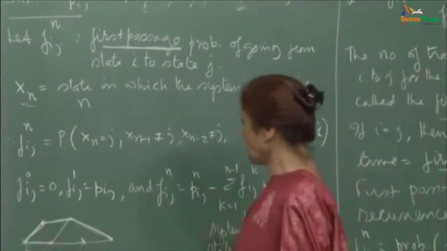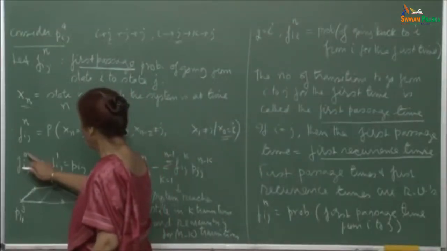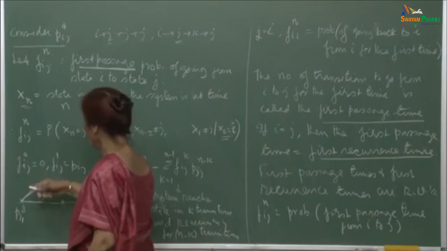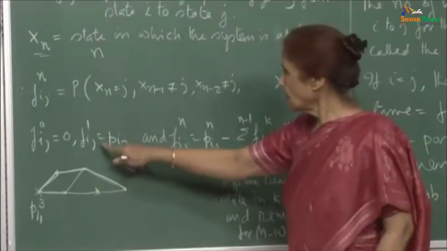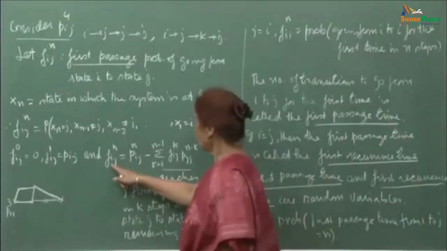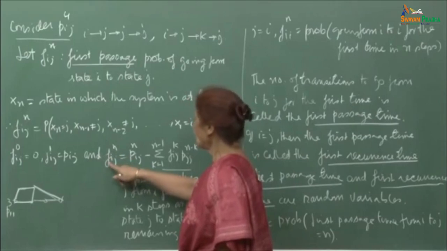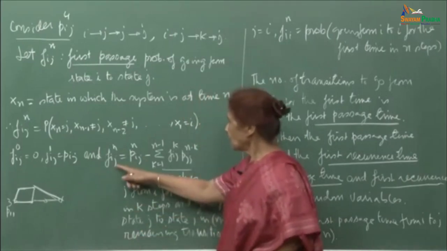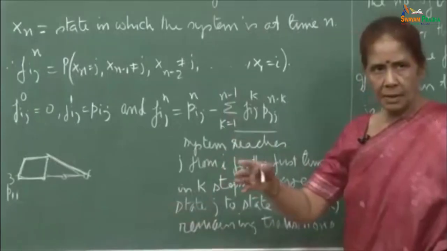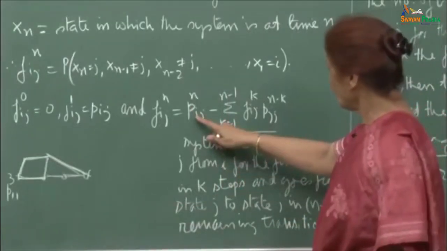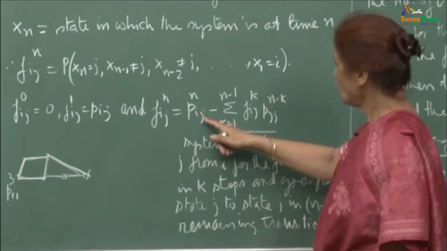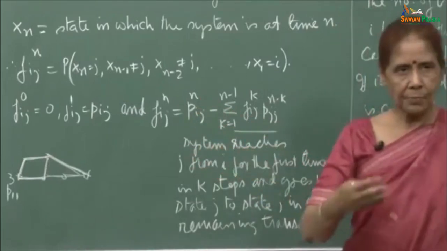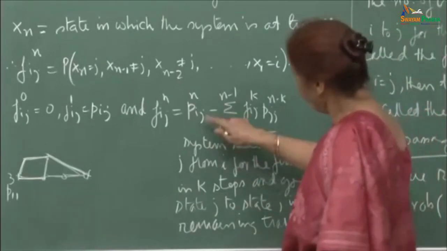If you look at Fij0, then Fij0 is 0 because you can't transition. Then Fij1 will be simply Pij. So now we want to compute Fijn, that is the probability of going from i to j for the first time in n steps, n transitions. So we should not have visited j in between, in less than n steps. This we will obtain by writing Pijn, which is the total probability of going from i to j in n steps, all possible paths, which may imply revisiting j a number of times and then finally coming back to j.